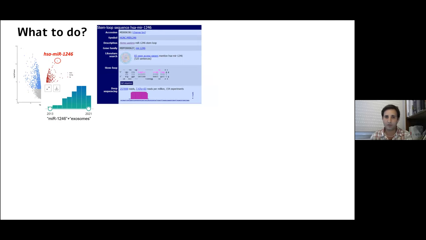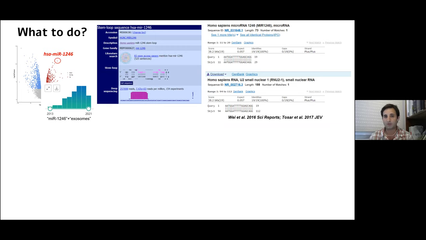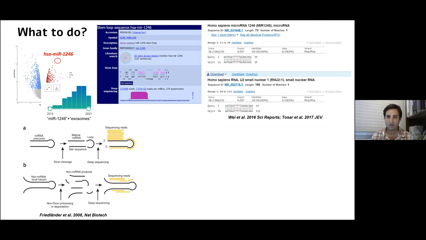There are many other examples of problematic microRNA entries. For instance, miR-1246 is usually found to be enriched in extracellular vesicles, but it is probably a contaminant from fetal bovine serum, because it is very abundant in serum, and the sequence itself probably corresponds to a fragment of a small nuclear RNA rather than a true microRNA. So what to do? There are methods like miRDeep, for example, which will not only look at the sequence, but also at the distribution of reads in the putative pre-microRNA hairpin, and this can be used to discriminate between real microRNAs and false positives, even if others have annotated these sequences as microRNAs in miRBase.